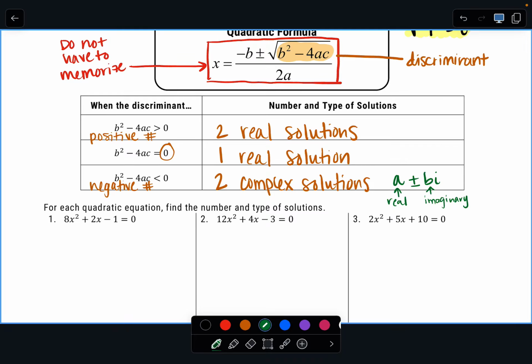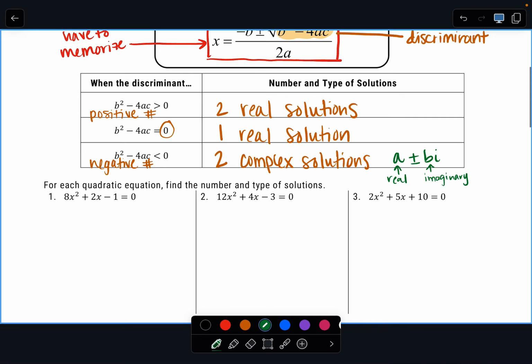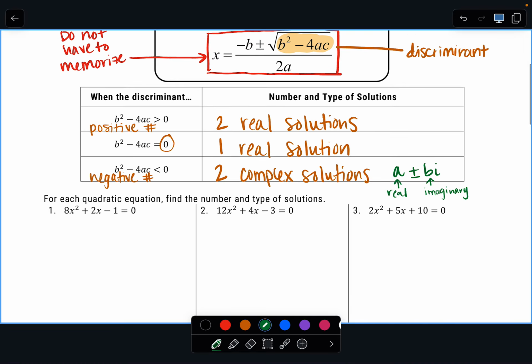So normally, and I will say, at least for the sake of what this is going to look like in your formative, we always write the real part first. So I will always put that number before the plus or minus the imaginary part. Okay, again, you don't have to memorize the formula.